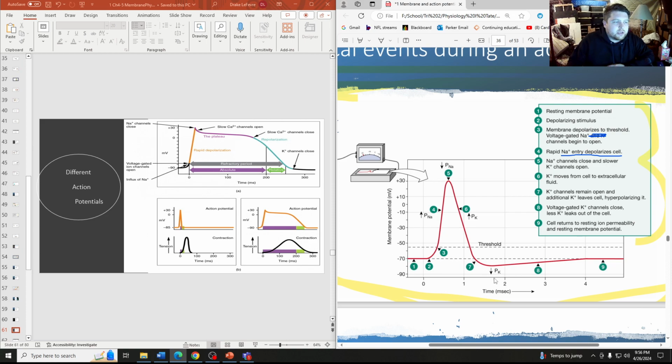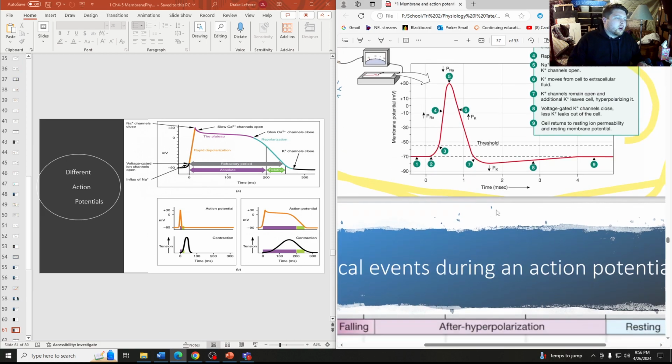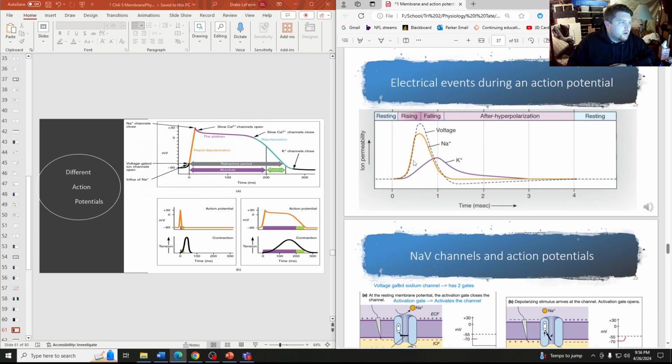potential during this time. So finally we get back to our resting membrane potential, and we can have another action potential occur as long as we get another stimulus. The rising, the falling, the after hyperpolarization, and back to resting.